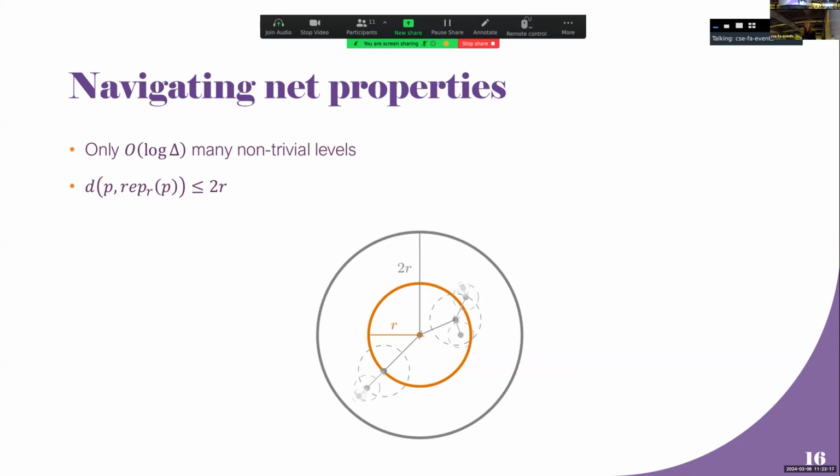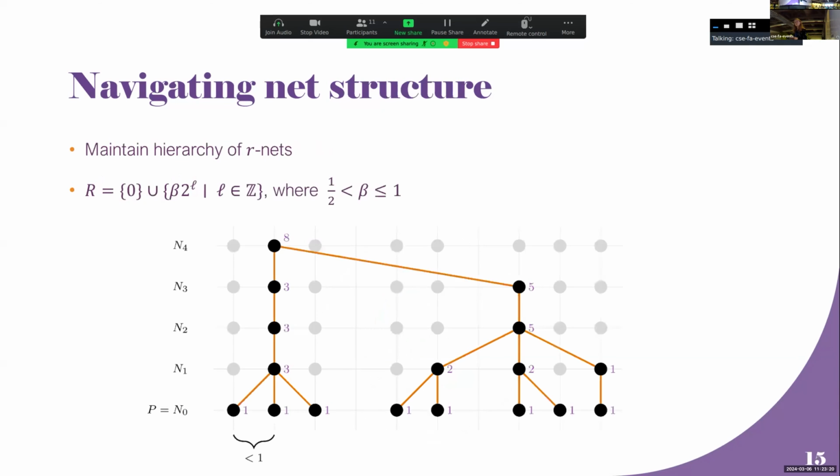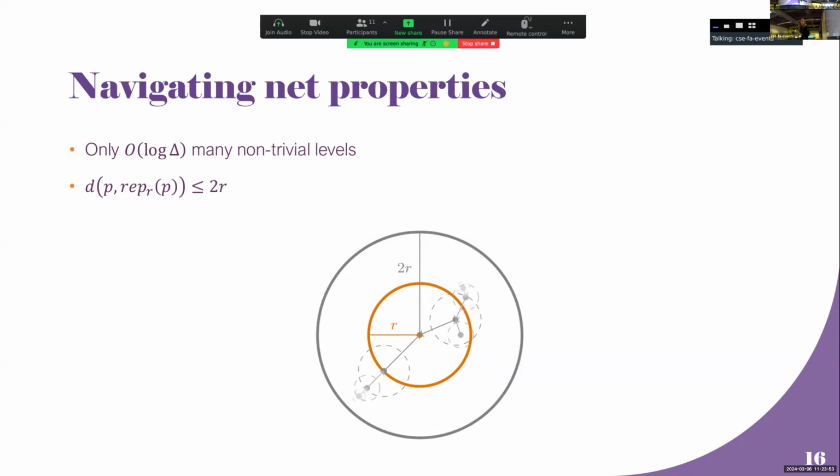And some nice properties about these navigating nets: as you see here, I just showed you some of the levels, but actually there can be any integer power of 2. Actually only some of these levels are interesting, because at the lowest level we have all the points and all the lower levels would be the same. And at some point, if our radius gets large enough, we will only have one point representing all of the other points, and that won't change in any higher level. So these are the relevant levels, and there are actually only log delta many of them.